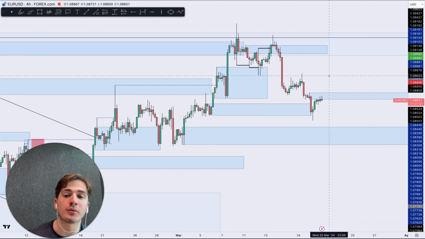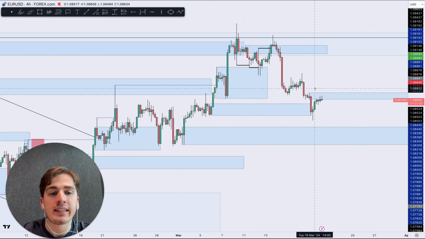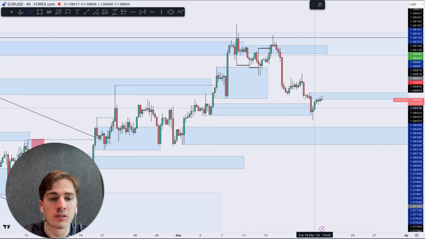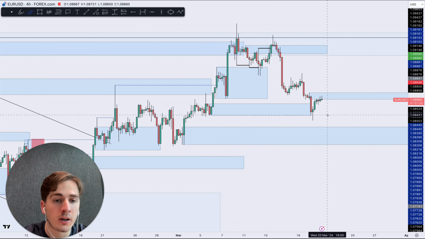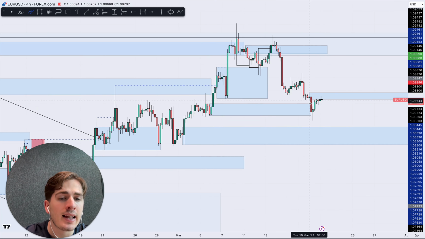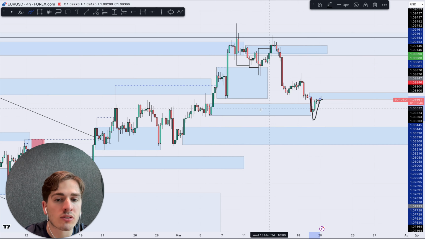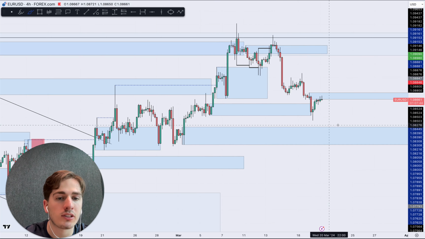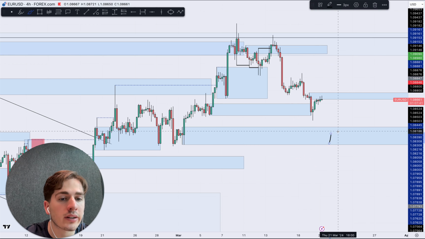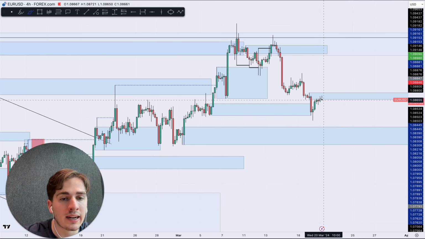Starting off with EURUSD. EURUSD did indeed move further towards the downside. It broke this area of demand, as we can see over here. It wicked through it and has now pulled back towards the highs after grabbing some liquidity which was situated underneath the lows. Preferably I would like to see some downside continuation towards that area of demand.